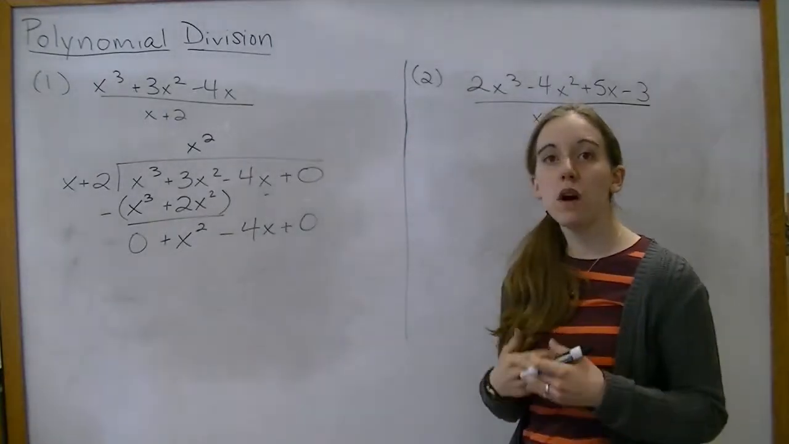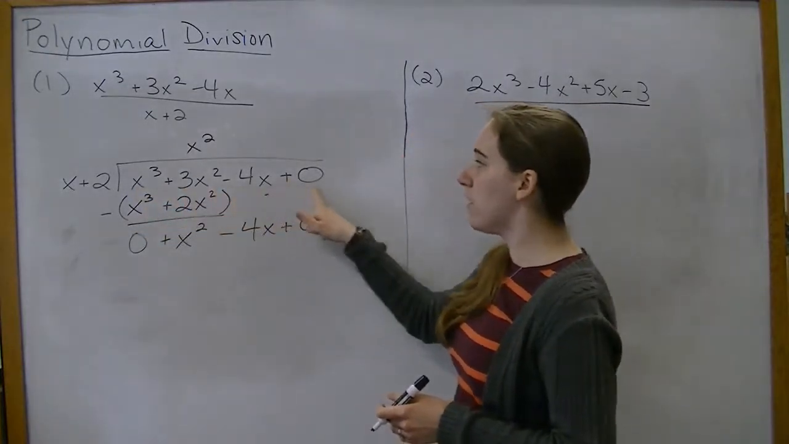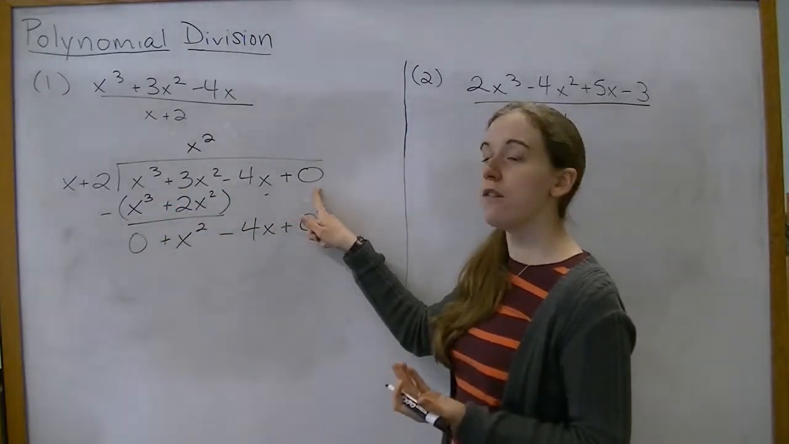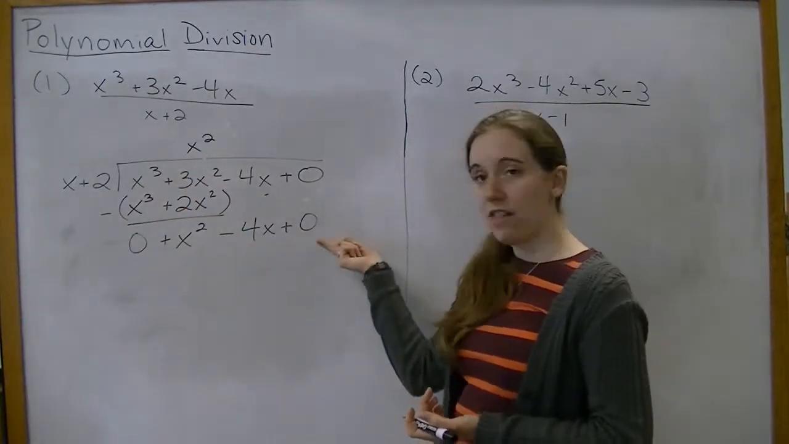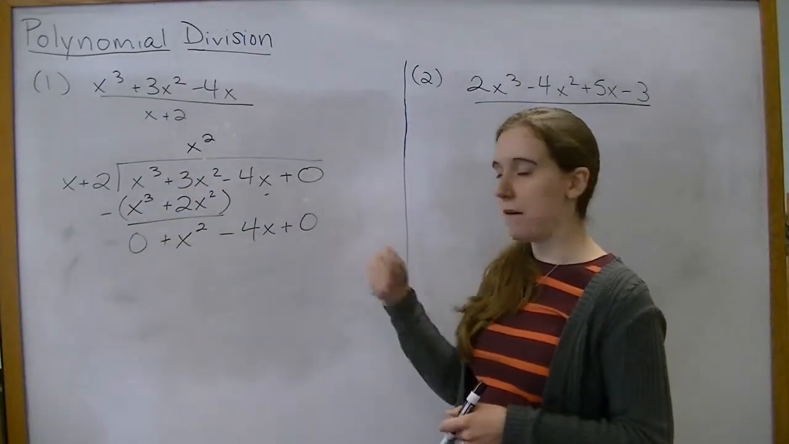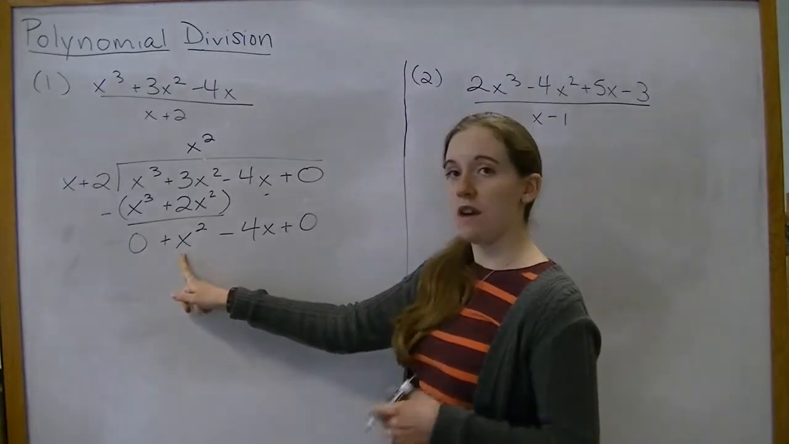So now we've done one step of polynomial division. So basically what this tells me is if I look at this equation, I could rewrite it as x plus 2 times x squared and then add this. This is what we call the remainder. So now I want to do this again. I want to repeat the process.